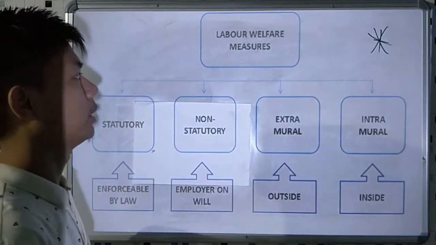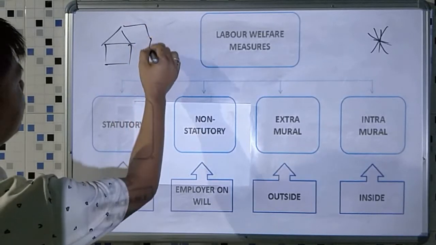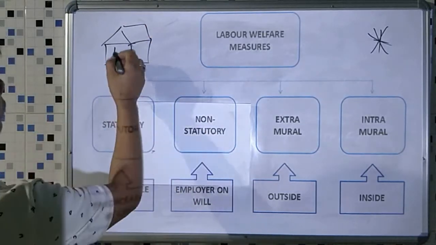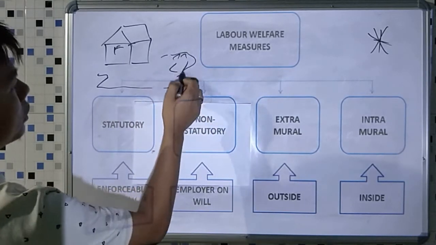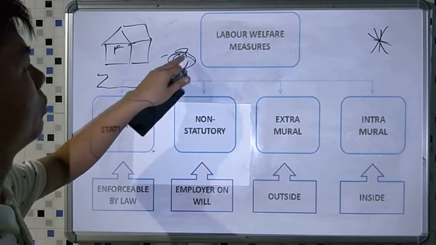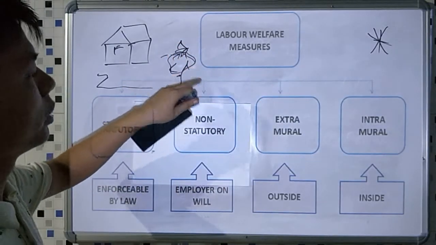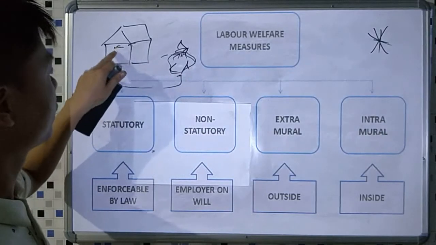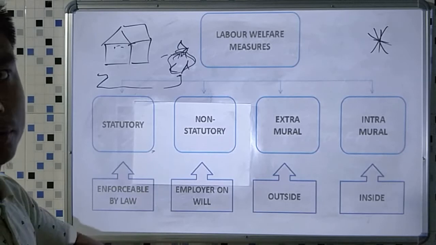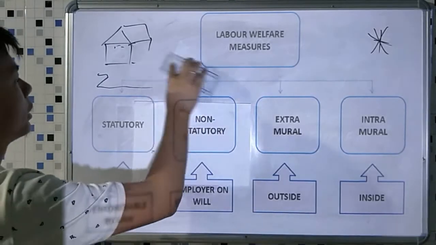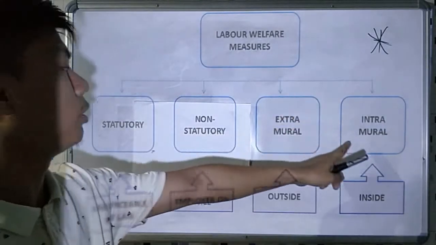Let's say this is a factory, there are machines. And let's say here you have something outside. What are the things you get? Playground, housing. All these things fall under extramural. And what is inside? What are the things you get? Canteens, sitting arrangements. Yes or no? You get a place to sit inside, and then drinking water. All those which are inside the factory fall under intramural. Alright.